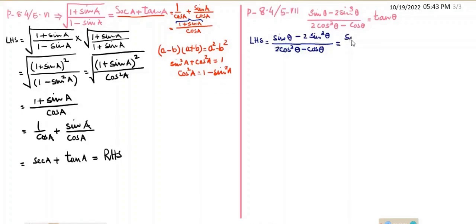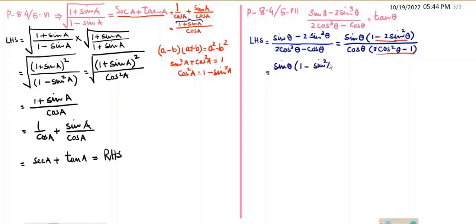Here in the numerator, sin theta is common, and cos theta is common in the denominator. Note that sin theta in the numerator and cos theta in the denominator makes tan theta, so we will not disturb these terms. We will somehow try to cancel these two terms so that we get tan theta.